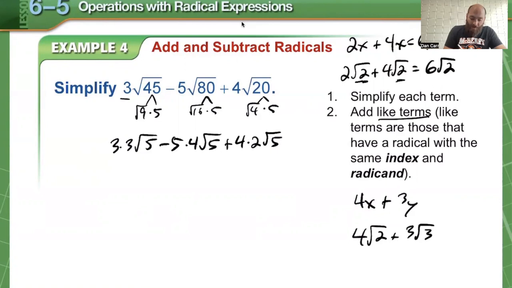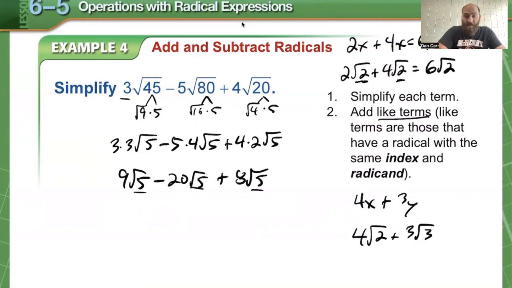Let's simplify the multiplication. 3 times 3 gives me 9 root 5 minus 20 root 5 plus 8 root 5. From there, it's just a matter of combining my like terms. I'm still going to have the square root of 5 as my final answer, but I got 9 minus 20 plus 8. So that's going to give me negative 3 times the square root of 5.